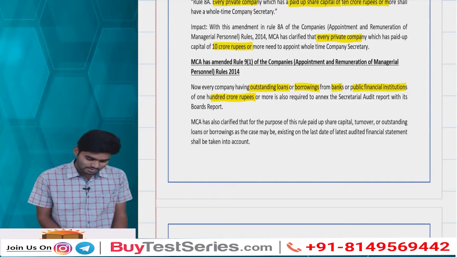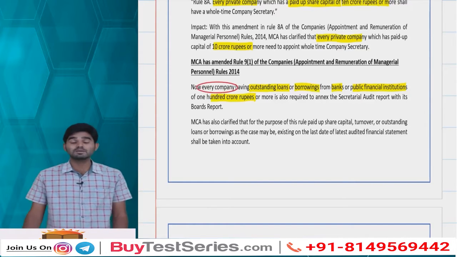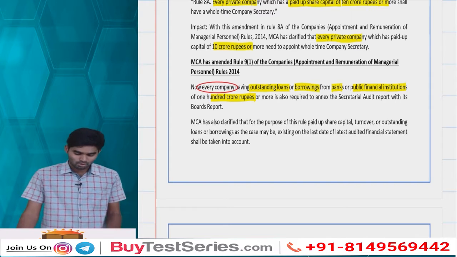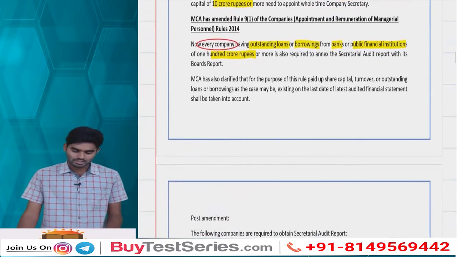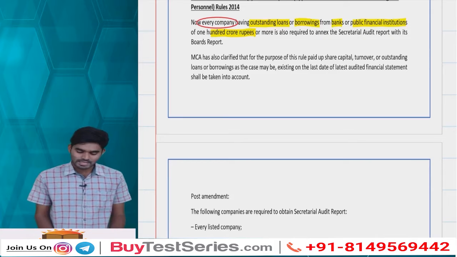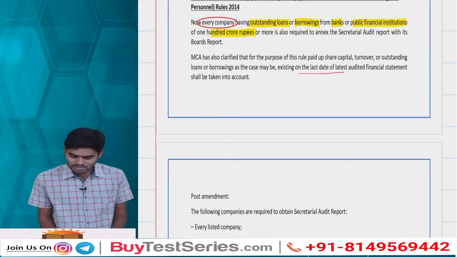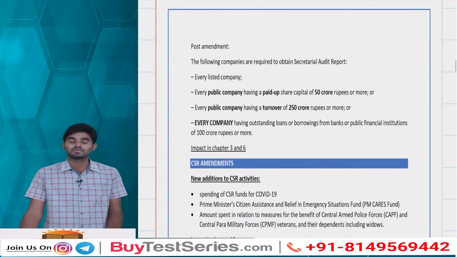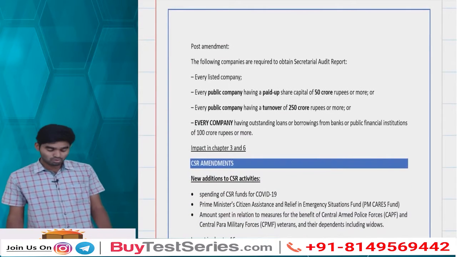So it is stating every company, be it a private limited company or a public limited company, every company. MCA has also clarified that for the purpose of this rule, paid up share capital, turnover or outstanding loans or borrowings, as the case may be, existing on the last date of the latest audited financial statement shall be taken into account. So post amendment, the rule looks like this.